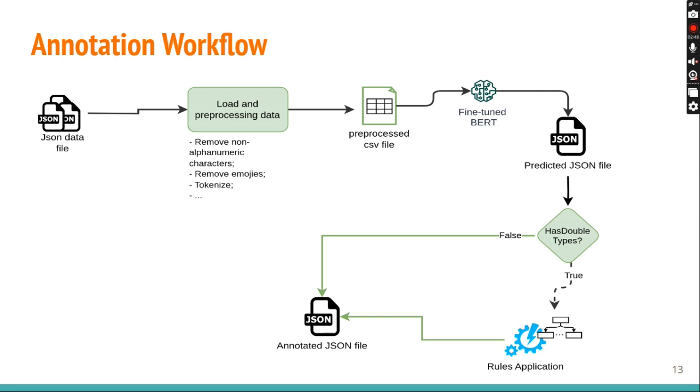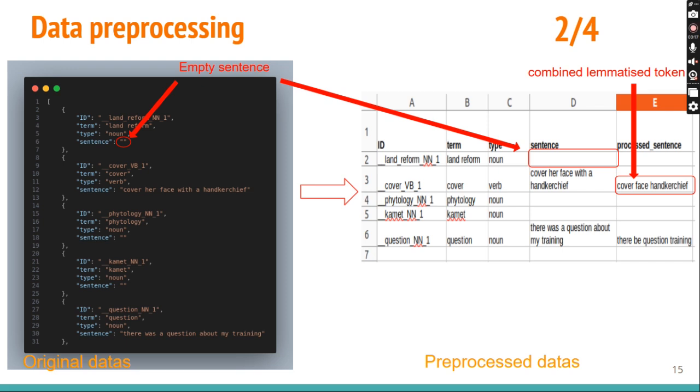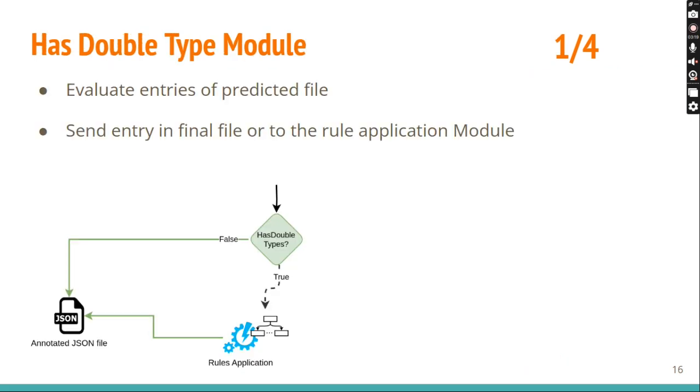After that, we were able to define our annotation workflow, as you can see here, which is made up of four main stages whose final aim is to obtain the final annotated submission file. The first step, of course, is data preprocessing, where our data goes through a transformation battery to make it more usable. Then we have the has-double-types module, which takes each entry in the prediction file and checks if more than one type, at least two, have been predicted by the model.